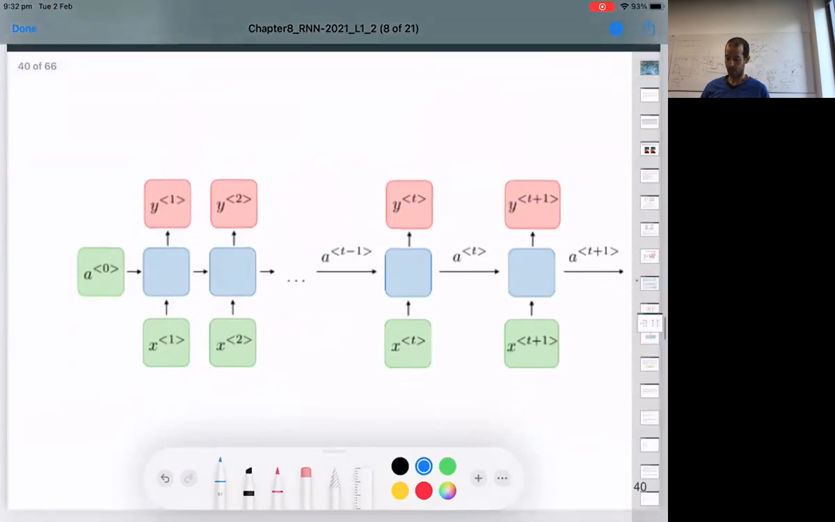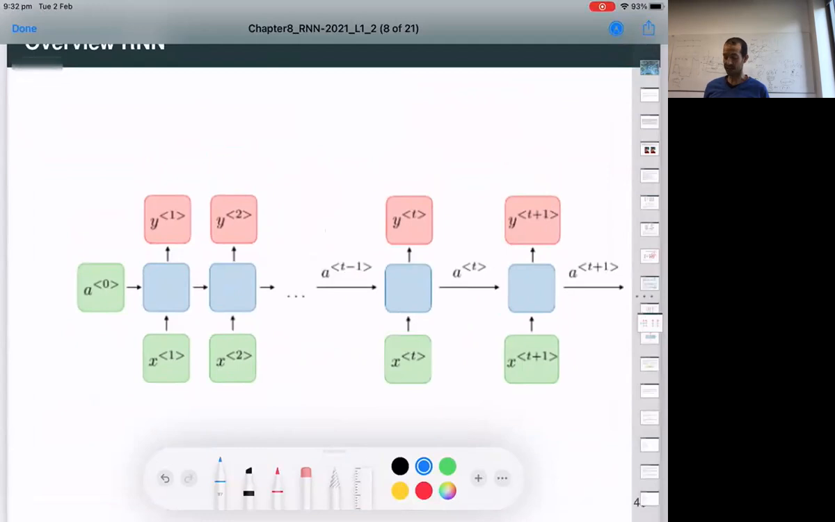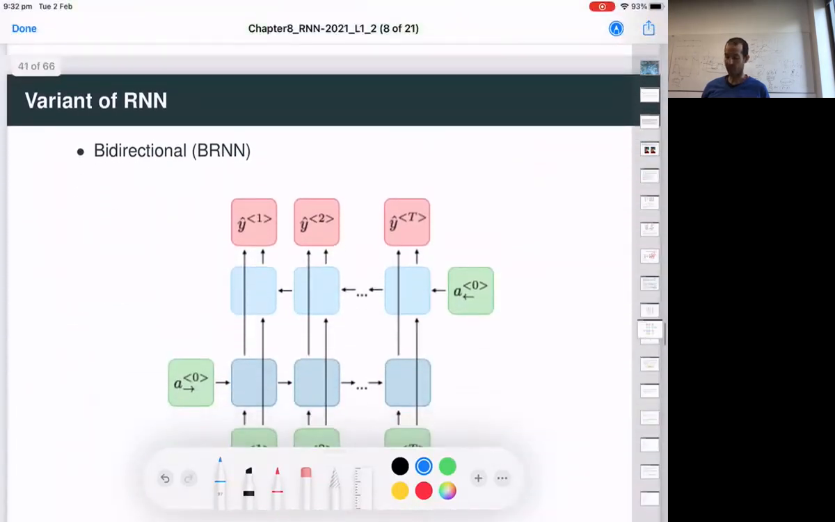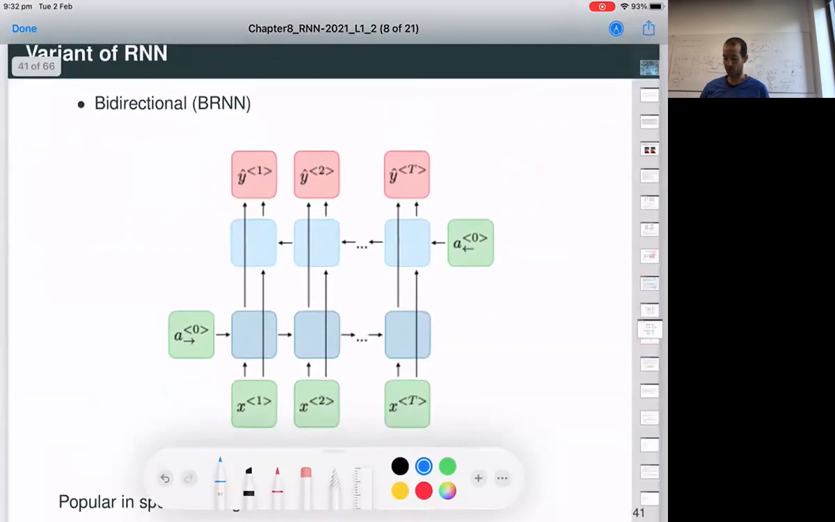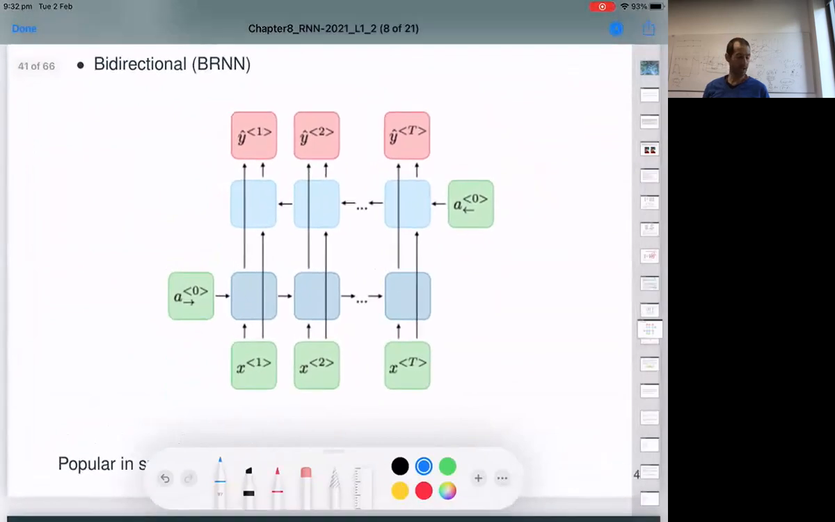Okay, good. So, an overview of the RNN: we present the RNN like this. This is a general representation of the RNN, but we also have some variants of the RNN. I don't know if I told you about this: the BRNN, the bidirectional RNN. The idea of the bidirectional RNN is that you learn in one direction, but you also learn in the other direction.